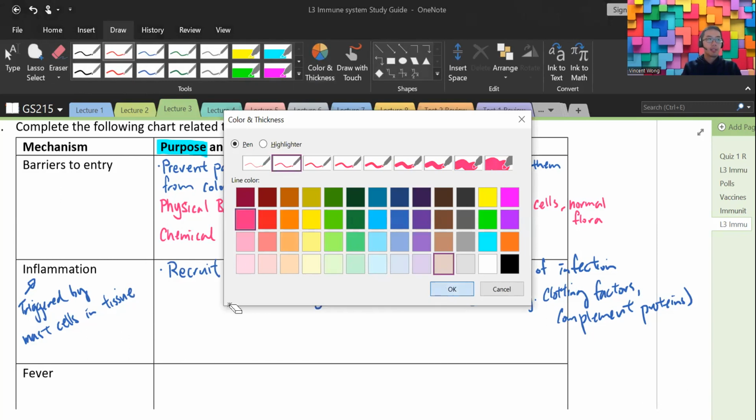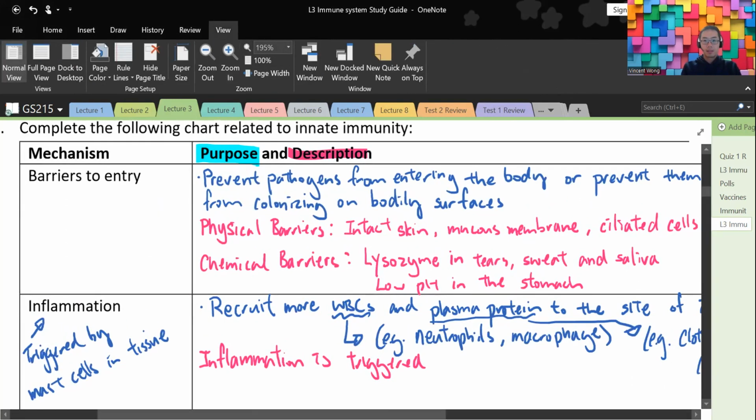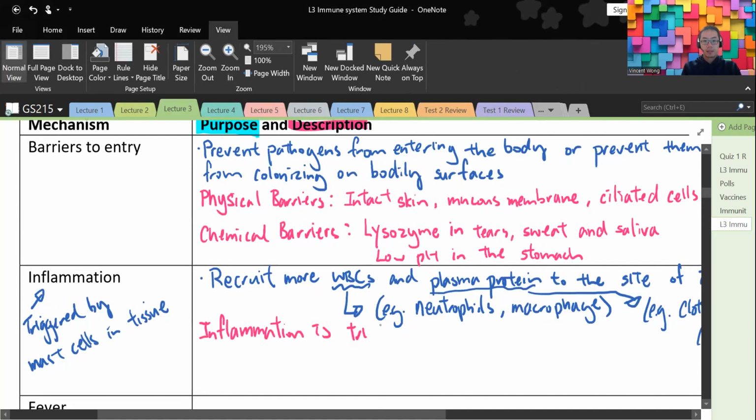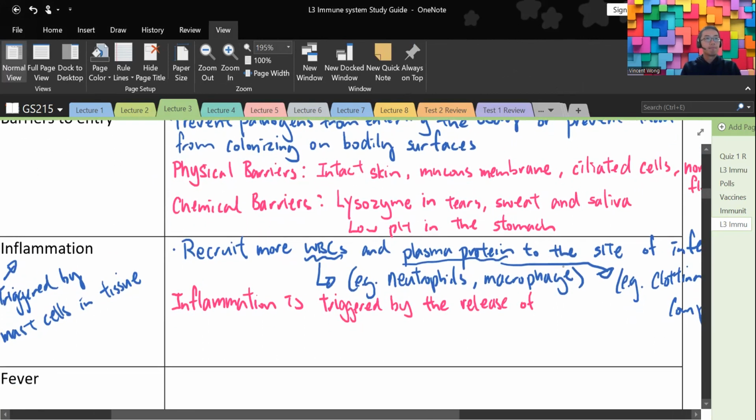All right. So inflammation is triggered by the release of, what's the chemical that causes all these to happen? Histamine. Histamine, that's right. Thank you.